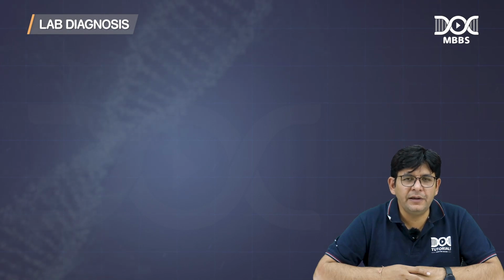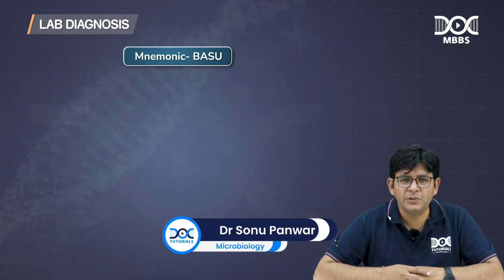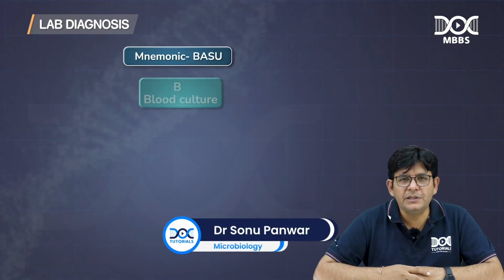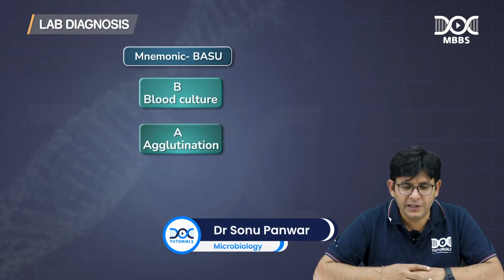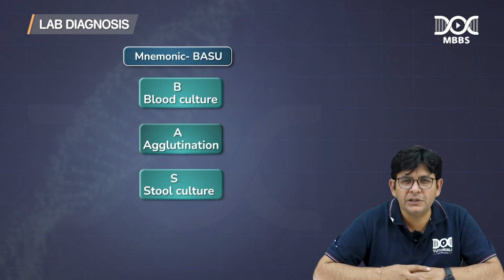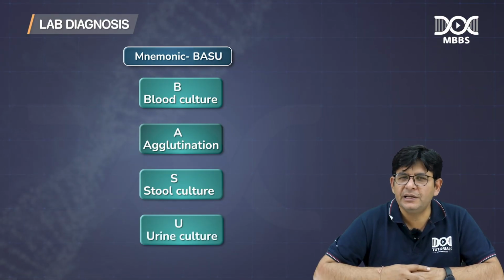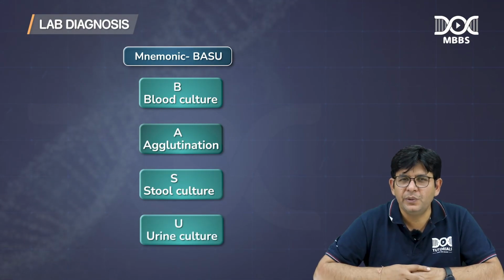Do you just remember a mnemonic, and the mnemonic is what? BASU. Okay, BASU: B is blood culture, A is agglutination, S is stool culture, and U is urine culture.